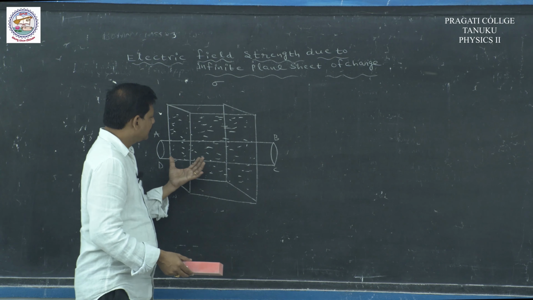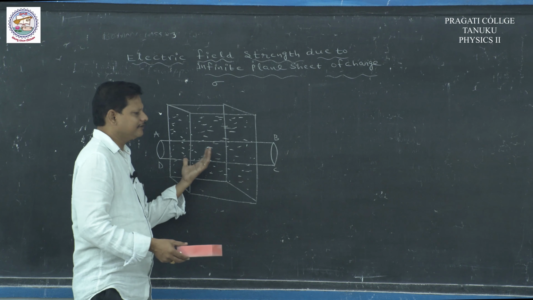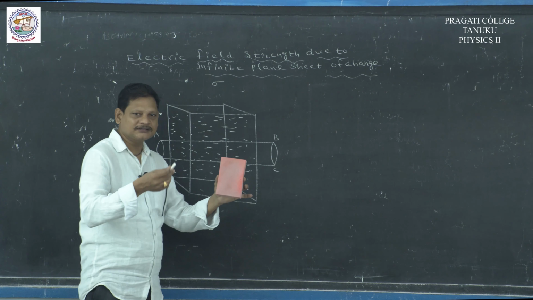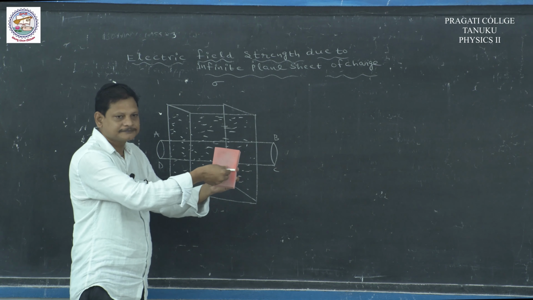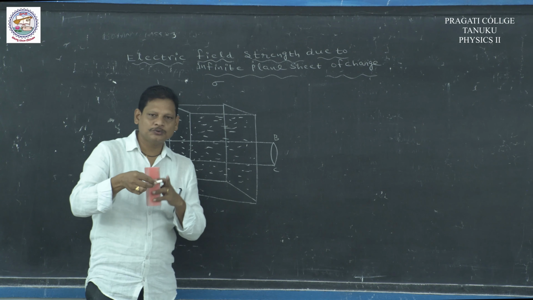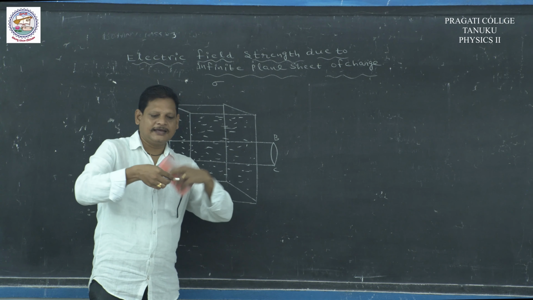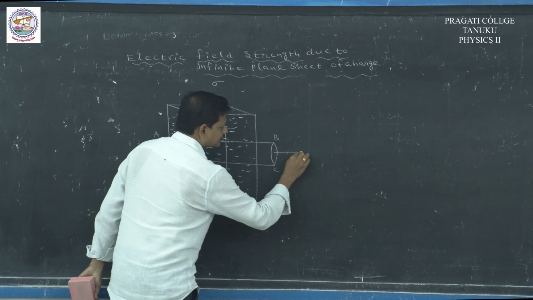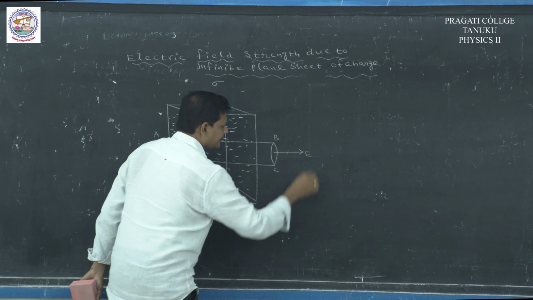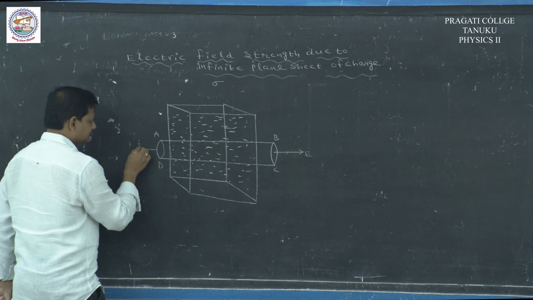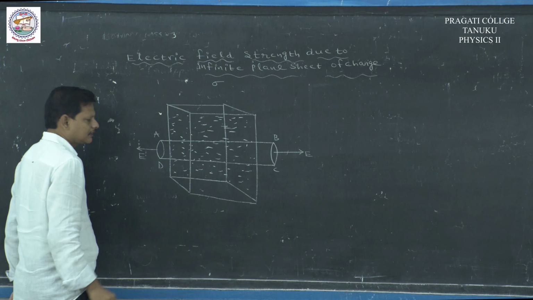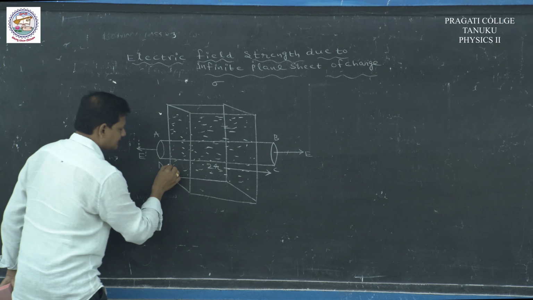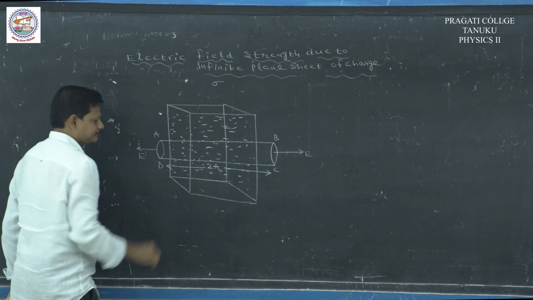It is nothing but a metal plate having some thickness, like a duster. Construct a Gaussian surface like a chalk piece. It has two flat surfaces and a curved surface. From the flat surface, the direction of the electric field is radially outwards, and the distance between the two flat surfaces is 2r.